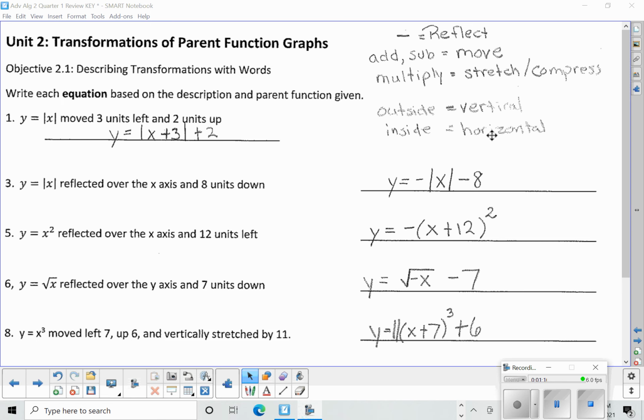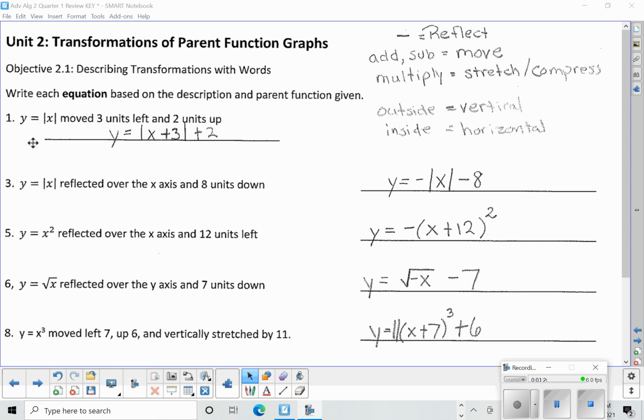You can also think about when you multiply on the inside as if it's exercise. If you do a lot of exercise, a big number, you're going to get skinnier, you're going to compress. If you don't do enough exercise, you're going to get fat. So let's go ahead and take a look at 1, 3, 5, 6, and 8.